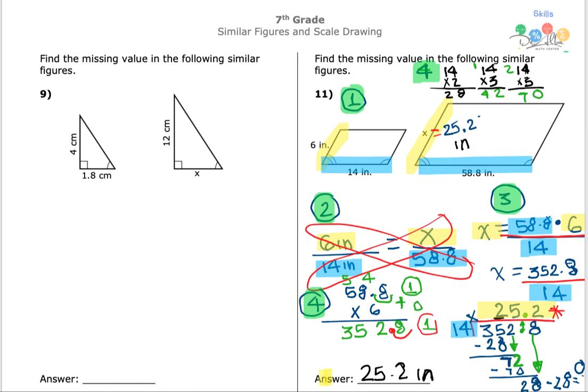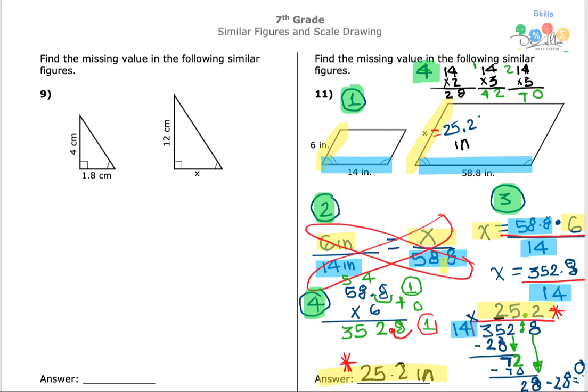Okay, and don't forget, guys, your steps to solve similar figures. First of all, identify corresponding sides. That's your step number 1, right here. Step 2, set up your proportion. The corresponding sides must be with the same color in the same row, either side to side or up and down. Your third step, set up how you're gonna do your operations. Step 4, do your operations.